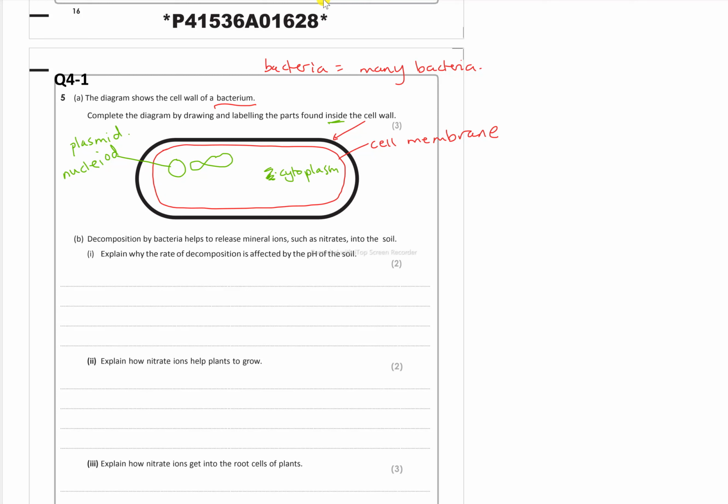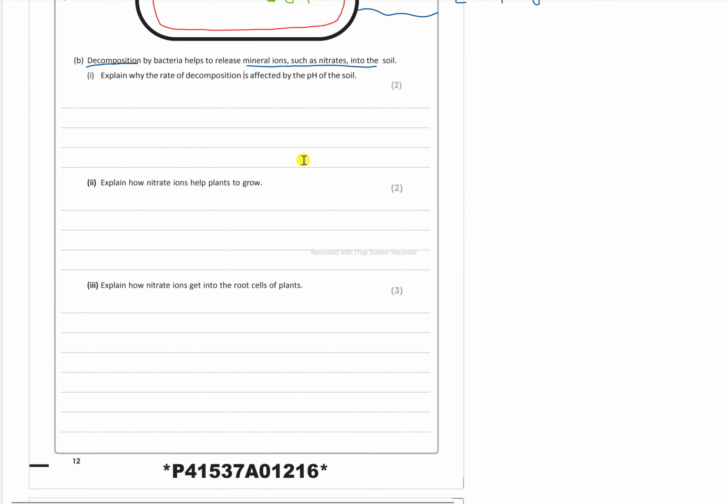We're after the inside, but let me just put this on the outside just for completeness' sake. That is the flagellum or flagella. It helps the bacteria move around. Right, decomposition by bacteria helps release minerals such as nitrate into the soil. Explain why the rate of decomposition is affected by the pH of the soil.